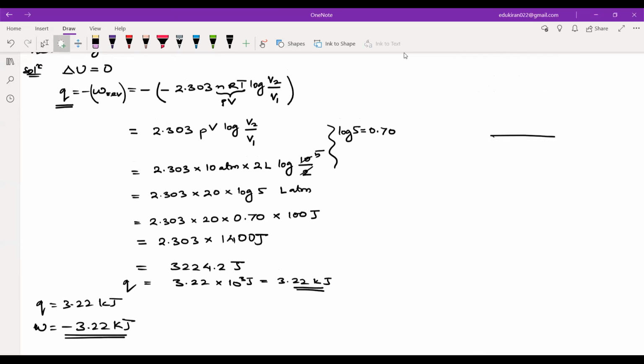The nRT is going to be the same only. Pressure and volume will complement each other. If one is increasing, the other will decrease.